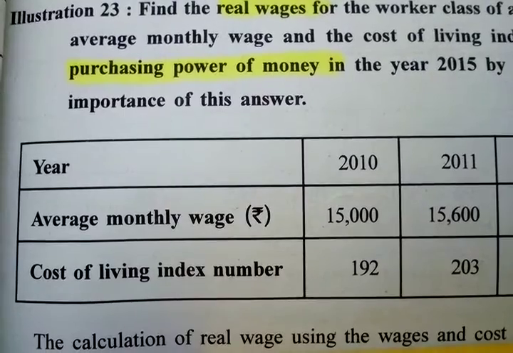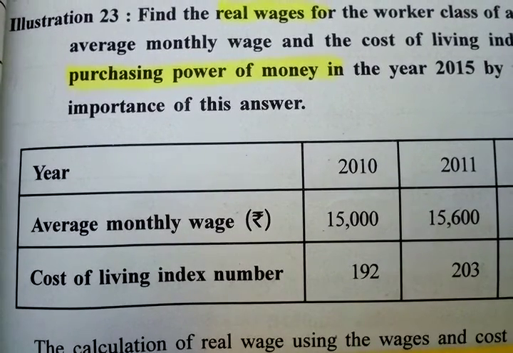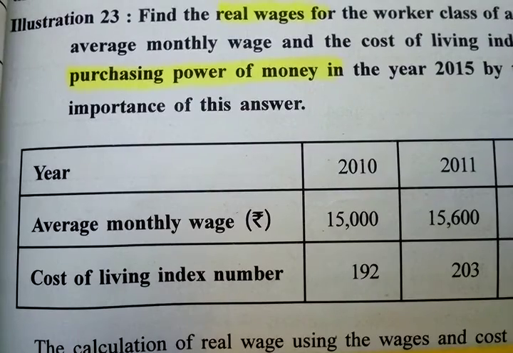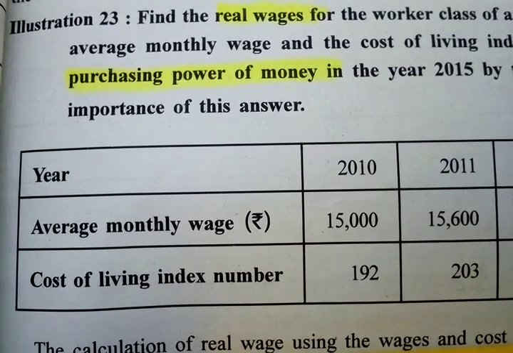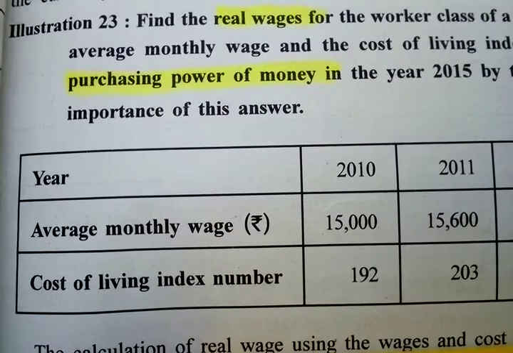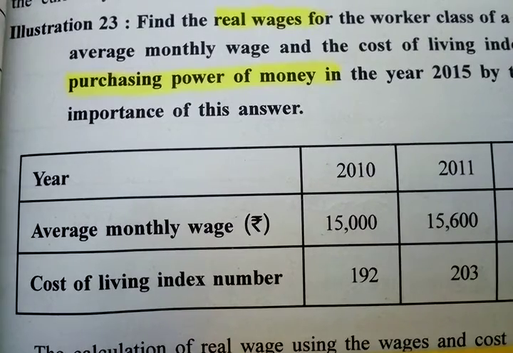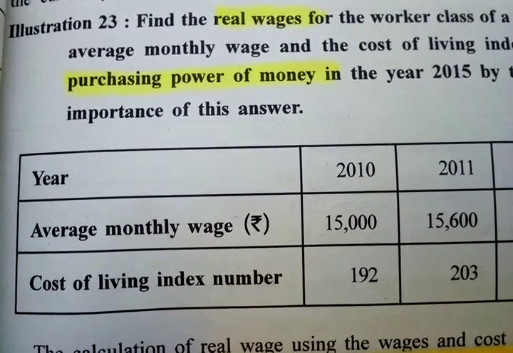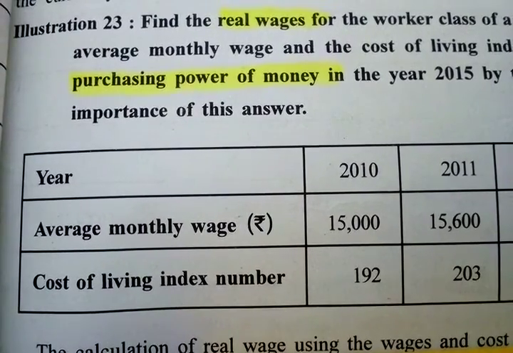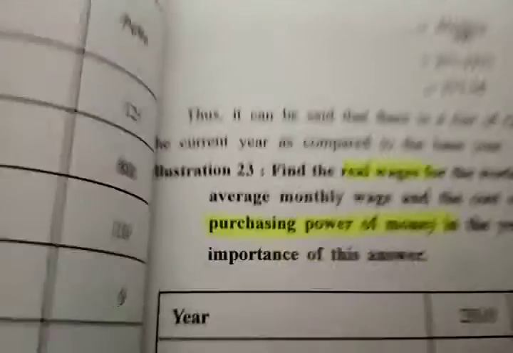Now, average monthly wage is given. That is not the real wage. So, real average monthly wage we have to find out. Real average monthly wage or real wage implies monthly wage divided by cost of living index number multiplied by 100. So it is in connection with the cost of living index number that we get the real wages. So let us see how it is done.